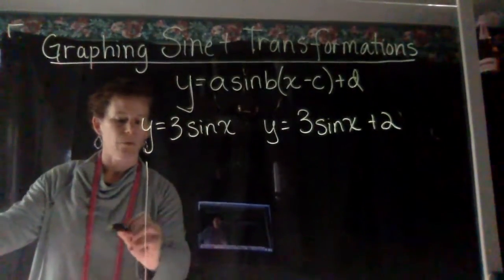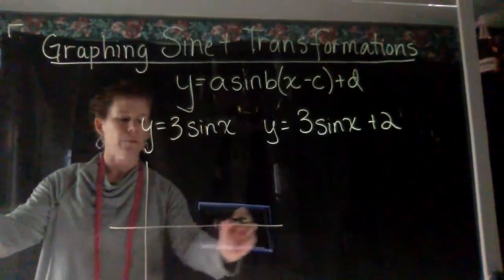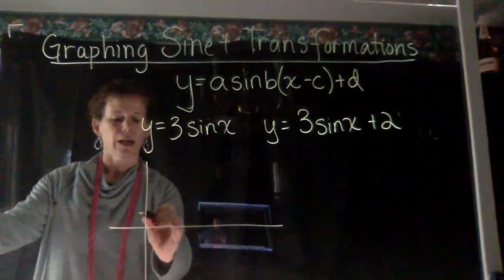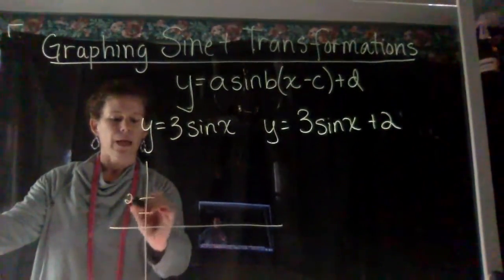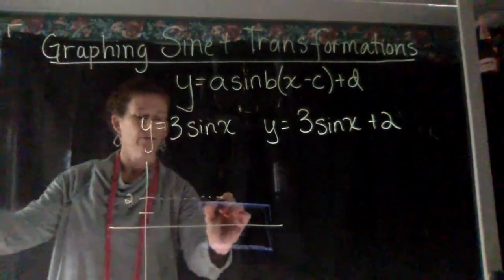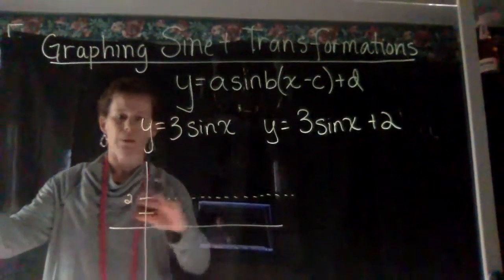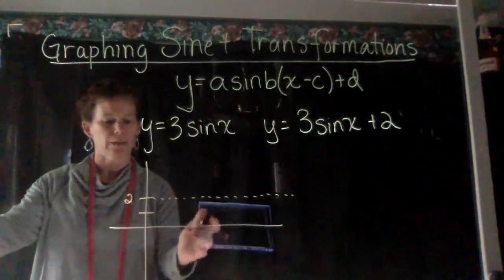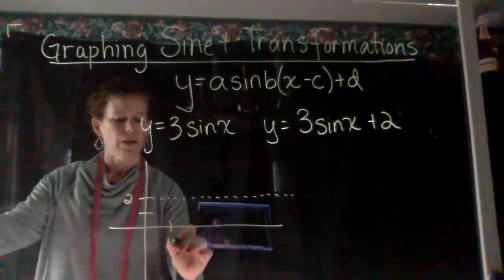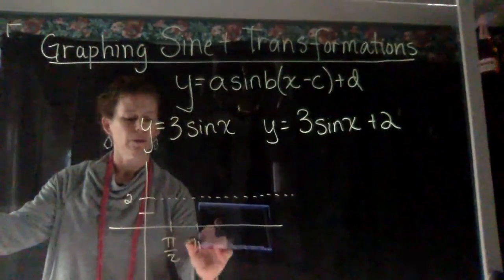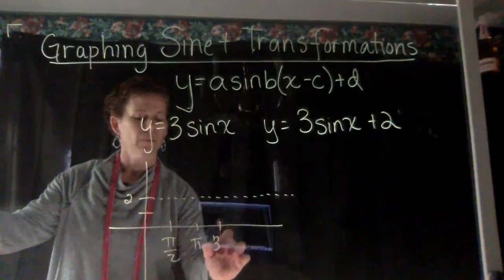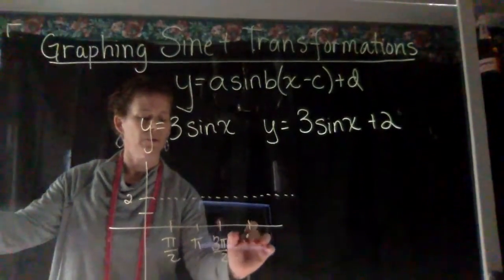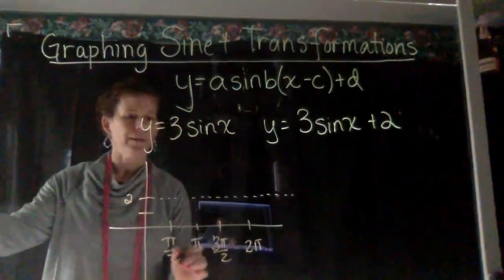So I'm going to draw my coordinate plane. And instead of having my midline at the axis, I'm going to be up at 2. I'm going to draw a dotted line just so that my graph can have its middle at all the correct spots. Please keep in mind, though, that that is not an asymptote. So we've got our pi over 2, pi, 3 pi over 2, and 2 pi.